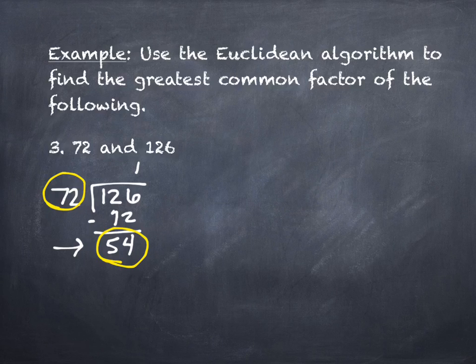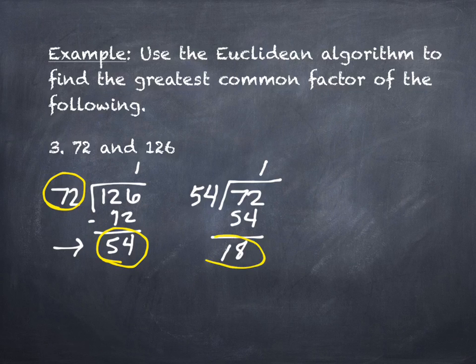All right, so we're going to take 54. It's going to go on the outside. The larger number, the divisor, is the 72, and we're going to do the same thing again. How many times will 54 go into 72? Just once, and then 1 times 54 is, of course, 54. It doesn't always give you 1 at the top, okay? That doesn't always happen. But what's 72 minus 54? That's 18.